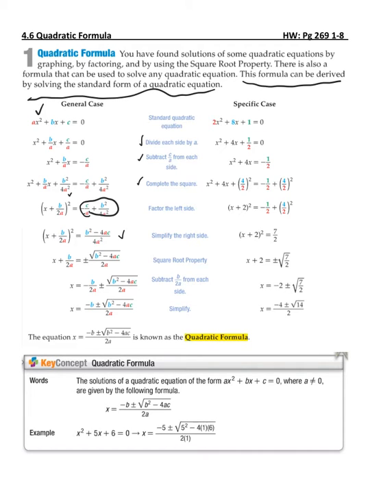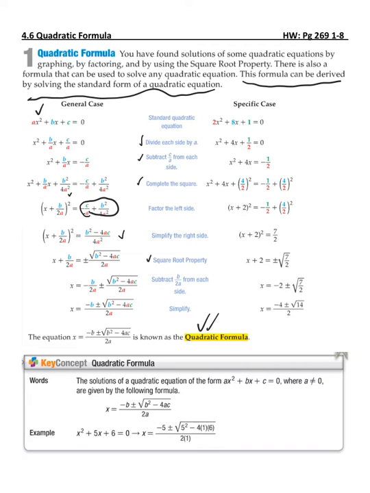All right, then they square root both sides, okay? The square root of the top just stays the square root of b squared minus 4ac, all over 2a on the bottom. Subtract b over 2a from both sides, so it's negative b plus or minus the square root of b squared minus 4ac all over 2a, which is known as the quadratic formula.